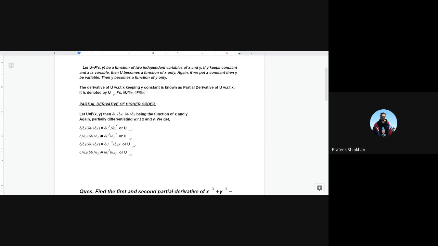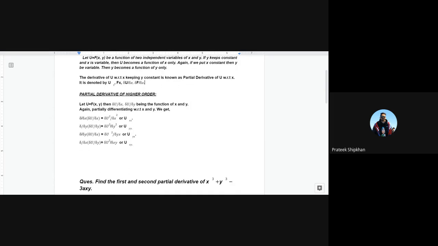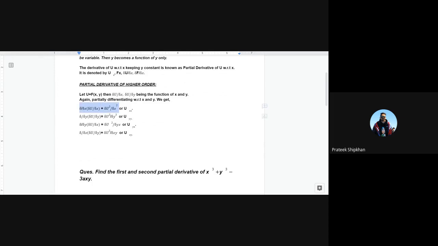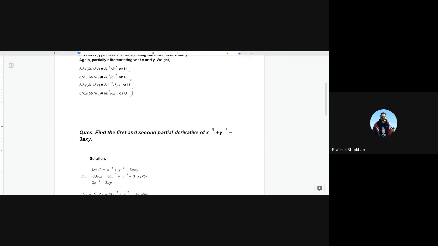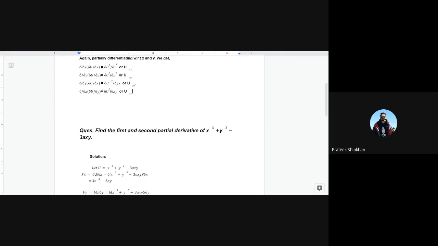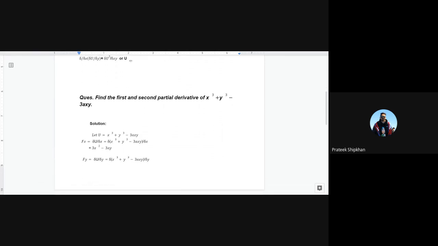That is delta by delta x, and derivative of delta u by delta x can be obtained by differentiating delta u by delta x with respect to x keeping y constant. Here it is presented like that. And other higher orders can also be done by the same process. Now let's move towards the question. Here is a question of partial derivative which I am going to discuss today with you.